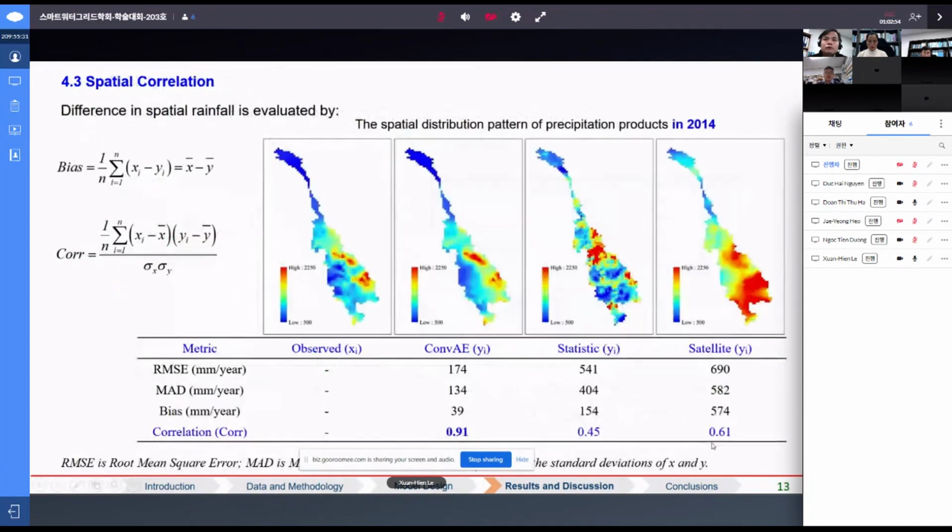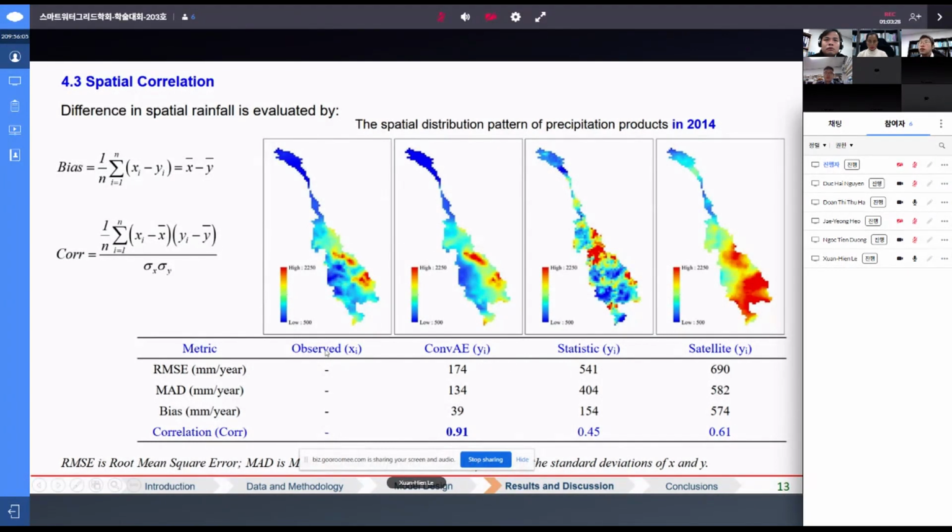And the next comparison, in terms of the spatial correlation and the difference in the spatial rainfall, is evaluated by RMSE, MAE, bias, and the correlation. This figure shows the spatial distribution pattern of the precipitation product in 2014. Data from left to right: observed data, deep learning models, statistical methods, and satellite data.